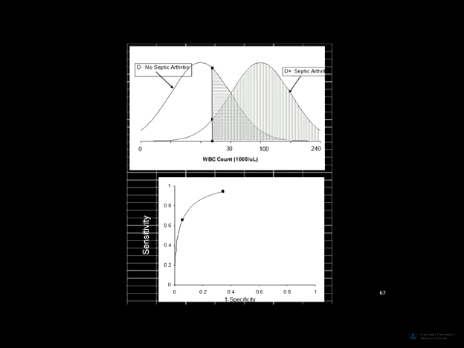If I lower my threshold now to, I don't know what this is, 20,000 or so, now I have captured a lot more people who have the disease, but I've paid a price because now I've labeled a lot of people without the disease as having septic arthritis at that lower threshold. And you can see what happens with this curve where the amount I'm gaining in sensitivity is decaying over time as I pick up more and more of these false positives. And my specificity is decreasing.